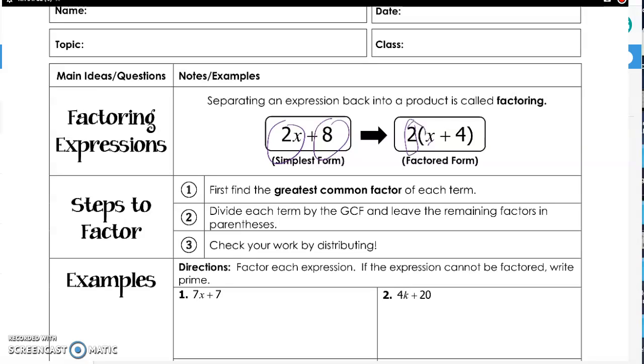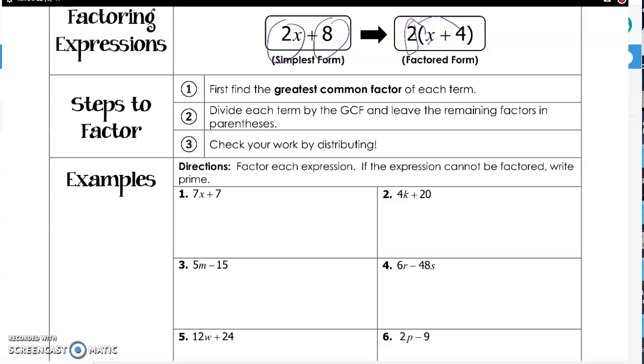Then you can always check your work by distributing. 2 times x is 2x, 2 times 4 is 8. So let's look at number 1. 7 and 7, so they both have 7 together. So 7 is what you write on the outside of the parentheses. Then divide both things by 7.